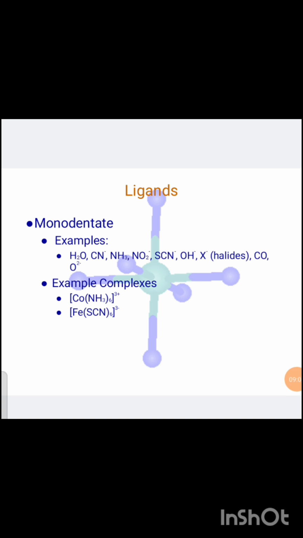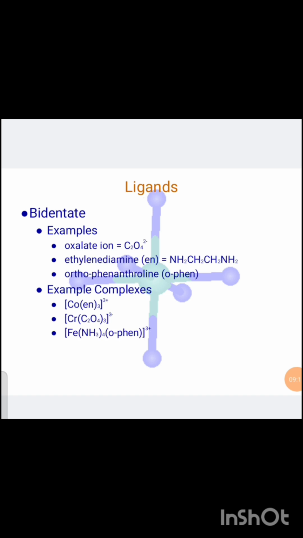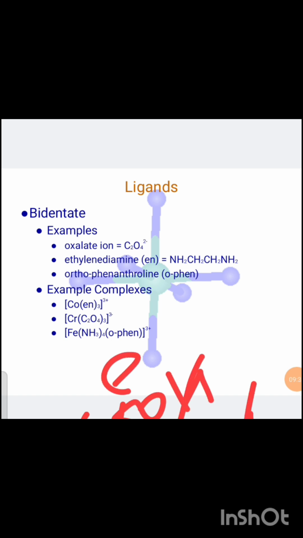So ligands are of various types. The ligands which act as monodentate are water, CN minus, ammonia, NO2, SCN minus, OH minus, halides, and COO minus. You can see an example complex here. For bidentate, oxalate ion has the chemical formula C2O4. It is formed from oxalic acid, and if you replace 2 hydrogens, then 2 negative charges appear, and it is known as oxalate ion.